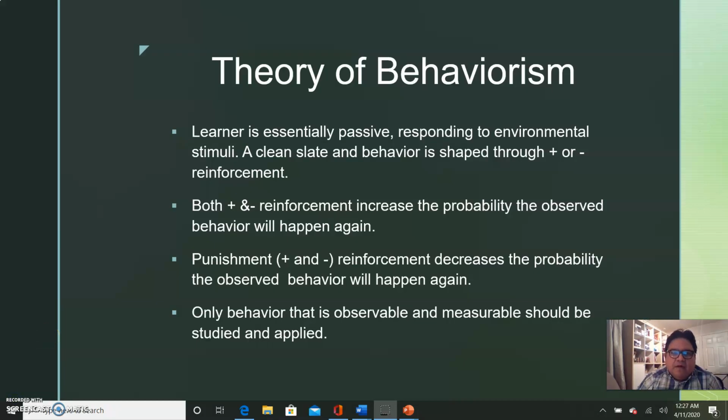Behaviorism assumes the following: that the learner is essentially passive, responding to environmental stimuli, considered a clean slate, and behavior is shaped through positive or negative reinforcement. This reinforcement increases the probability of the behavior that is wanted, while punishment decreases the probability of the behavior happening again. Another assumption is that behavior that is observable and measurable should be studied and applied.